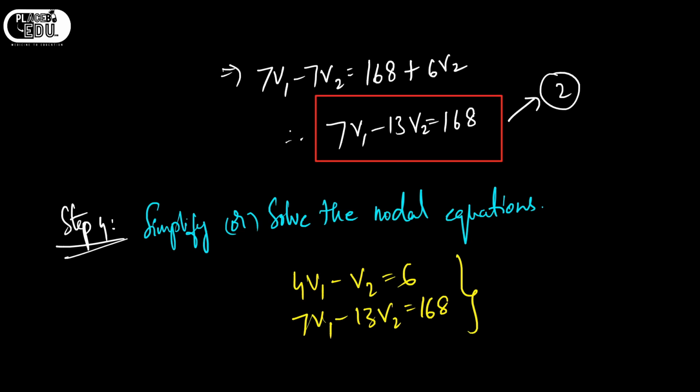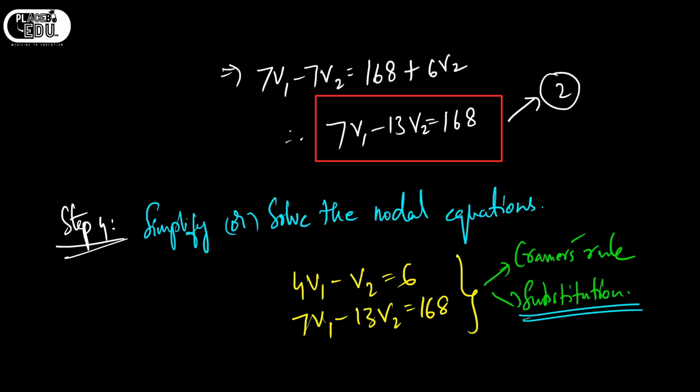For solving this, we have two ways: Cramer's rule and the substitution method. In Cramer's rule, if the number of equations is high, like more than 3 equations, Cramer's rule will serve a lot. But for 2 equations, the substitution method will be more than sufficient. So I am using the substitution method here. If you want Cramer's rule, comment below, and I will do a video on that.